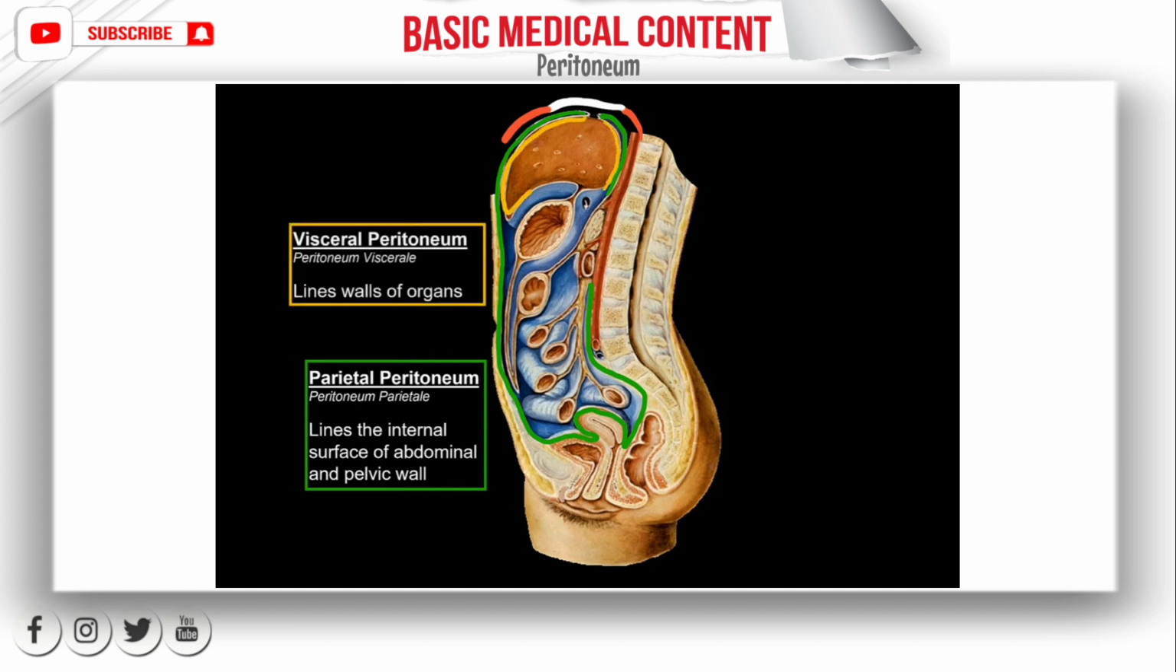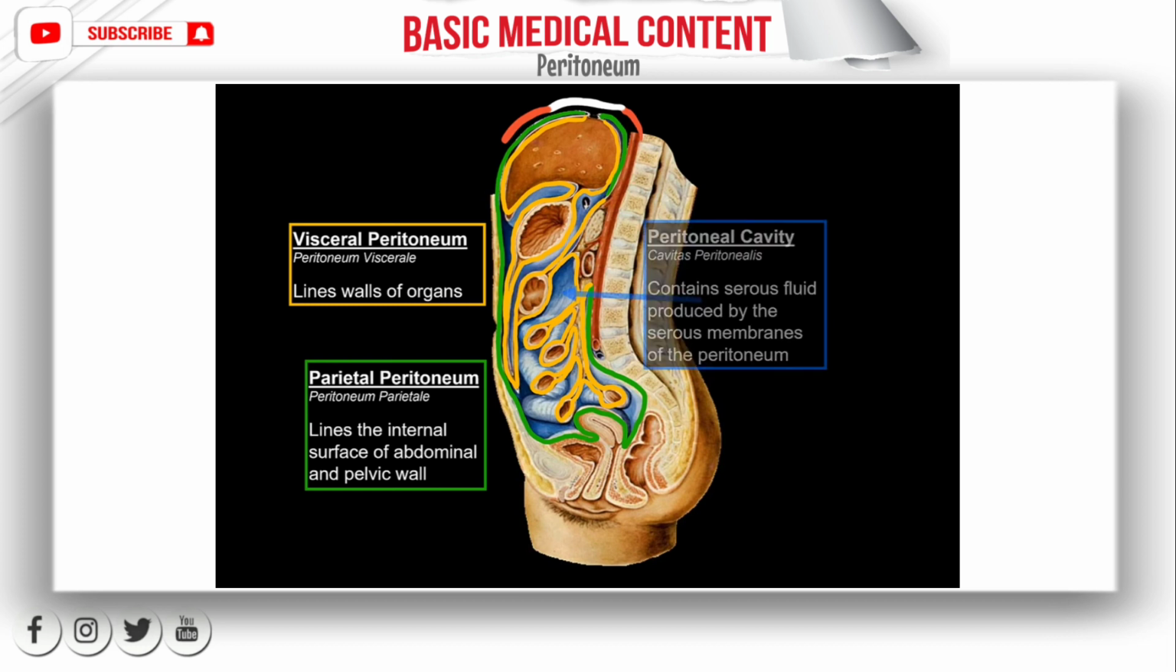The second part is called the visceral peritoneum, which lines the walls of the organs, forming a wet and serous coat, as you see here in yellow. And between these two, we have a cavity called the peritoneal cavity, or cavitas peritonealis in Latin, which contains a serous fluid that is produced by the serous membrane. So, the visceral and the parietal peritoneum produce a fluid that fills the cavity between them. We're going to go through all of these in detail, starting with the visceral peritoneum.